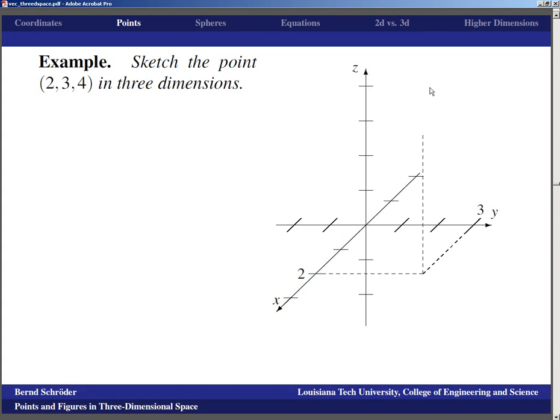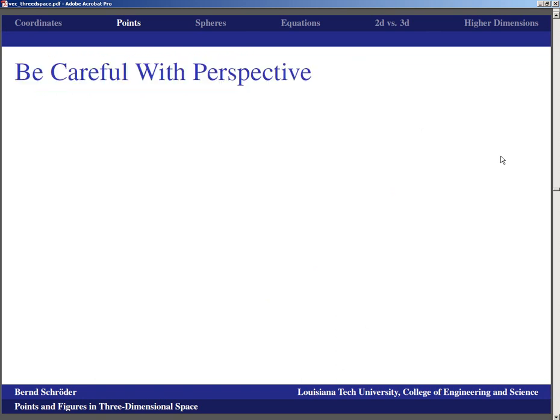We don't go all the way to that 4, right? We don't go all the way up here. And that would be the height z equals 4, and then the point is up here, and that's the point 2, 3, 4. And that's already all we can do in terms of sketching one point.